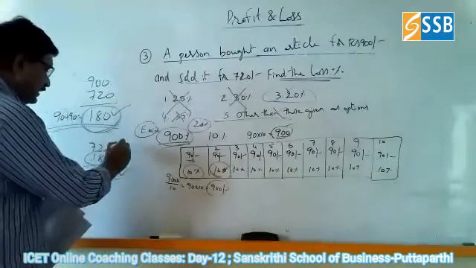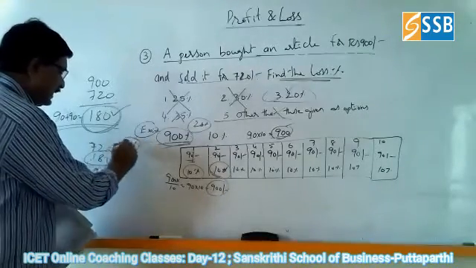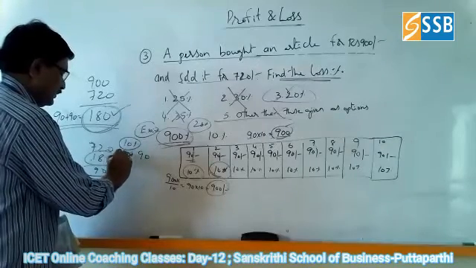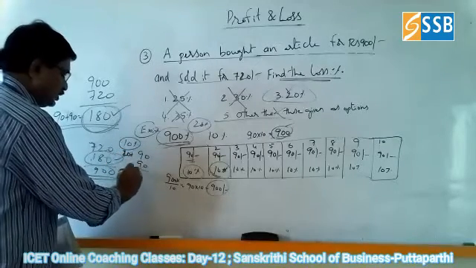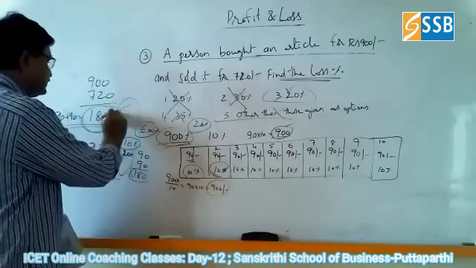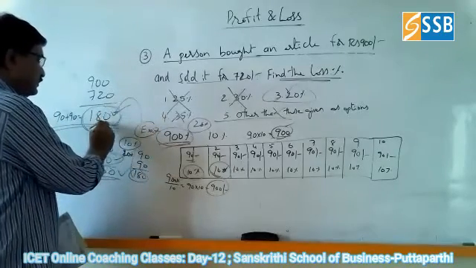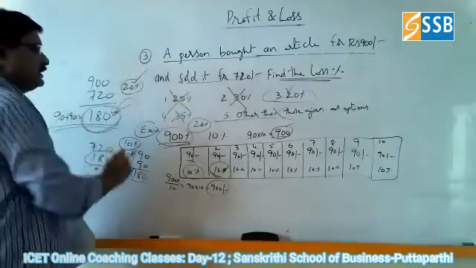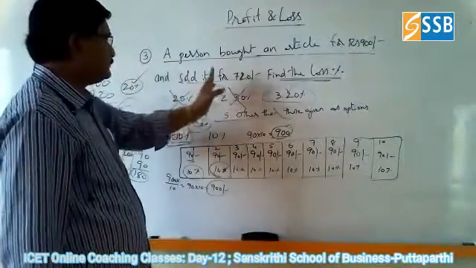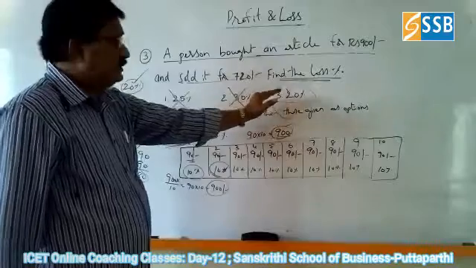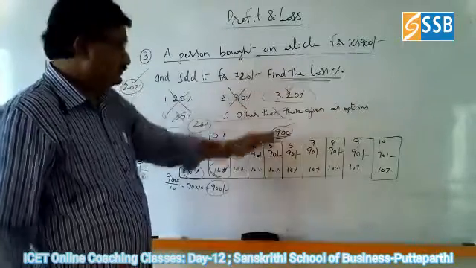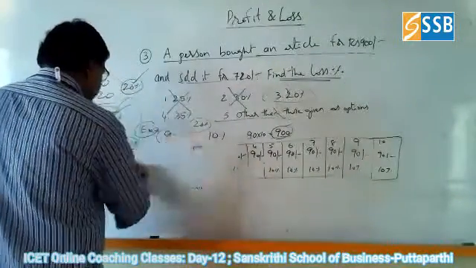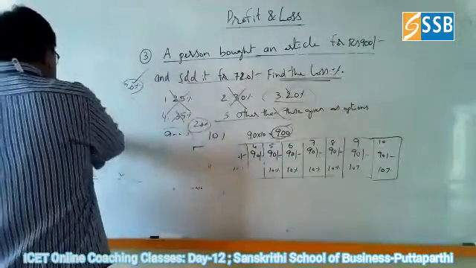Simply, so 10% of 900 rupees is 90. Again, one more 10% is 90. Total 180. So his loss percentage is 180. That is called 20%. So 20% is the right answer for this. So third option is the best option, right option. So like this we can answer. It may be a complicated question. It will appear complicated.